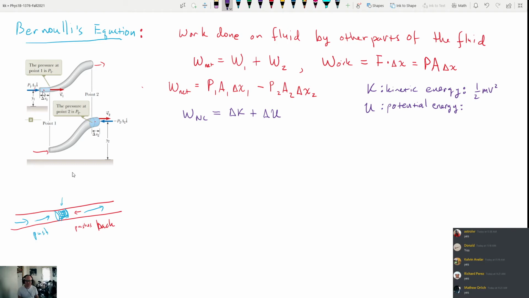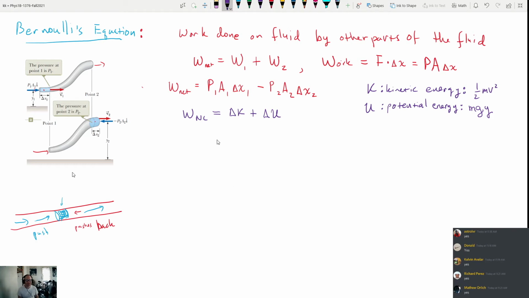This fluid, as it flows upwards, has kinetic energy for sure, right? Because it has velocity. Anything that has velocity has kinetic energy. It's going to gain potential energy when it moves up some height, right? And potential energy is defined, at least close to the surface of the planet, as just mg times y, right?